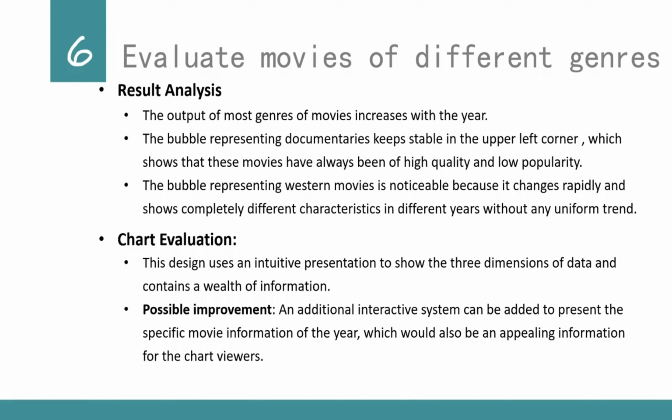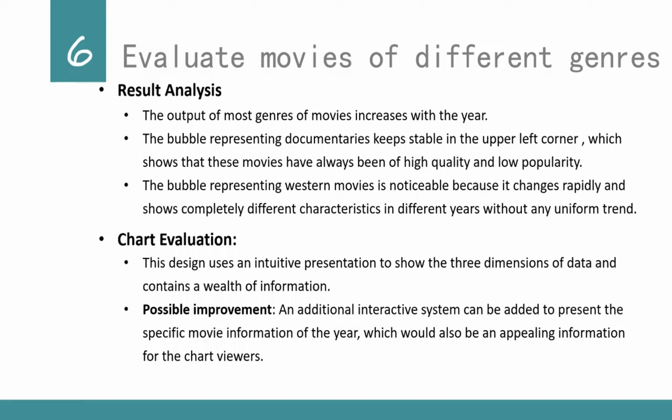Several results are concluded according to the visualization. First, we notice that the output of most genres of movies increases with year, which is reflected by the size of bubbles gradually increasing. Drama and comedy are the 2 most productive genres of movies, but the output of Western, musical, and war movies has been small and barely increased since the data was recorded.